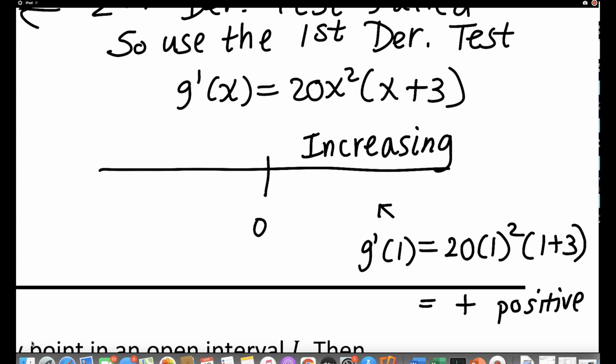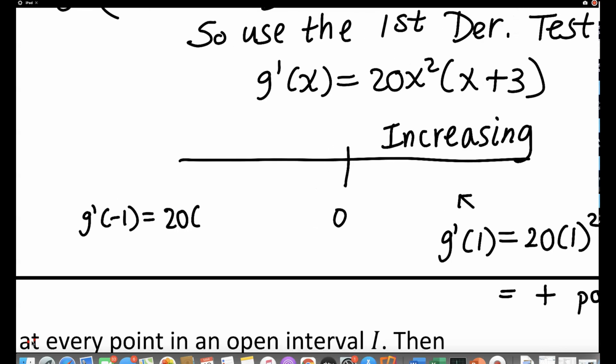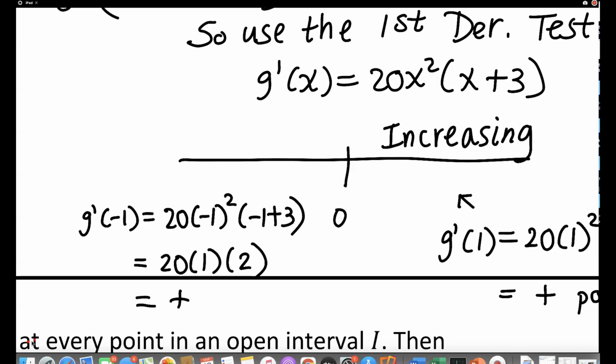Now I need to plug in a number that is smaller than 0, which is -1. I'll use -1. So what is g prime of -1? That will be 20 times -1 squared times -1 plus 3. That is 20 times 1 times 2. Well, that's a positive number again. So this is increasing to the left and increasing to the right.